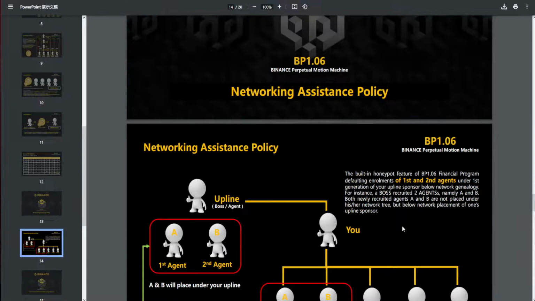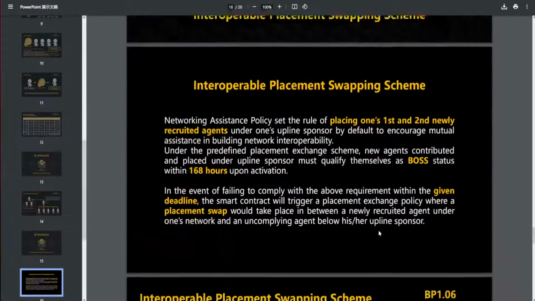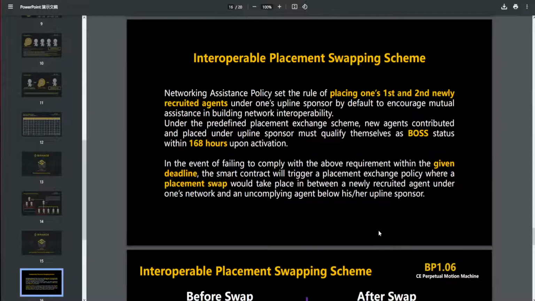It says the built-in honeypot feature of the BP1.06 financial program defaults the enrollments of the first and second agents under the first generation to a blind sponsor below the network genealogy. For instance, a boss recruited 2 agents, namely A and B. Both newly recruited agents A and B are not placed under his or her network tree, but below the network placement of one's upline sponsor. And this one is the interoperable placement swapping scheme.